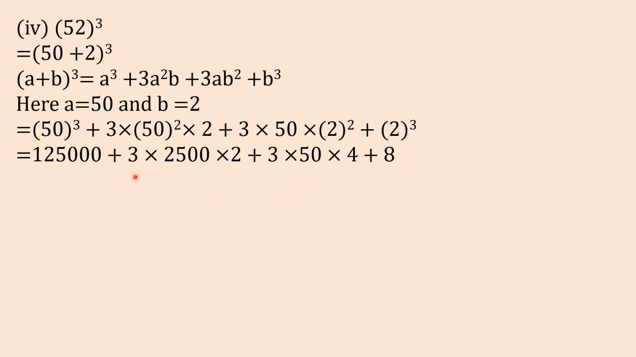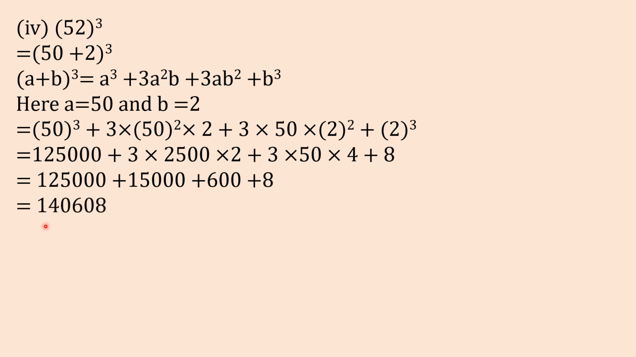So now let's multiply this part and this part. So the next step, that is 1,25,000 plus 3 into 2500 into 2 will become 15,000 plus 3 into 50 into 4 will give you 600 plus 8. Now you'll carry out the addition between these numbers. So you'll get the answer, students, 140608. I hope you are getting it.